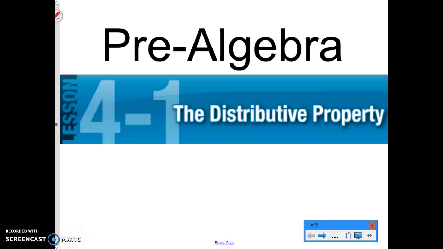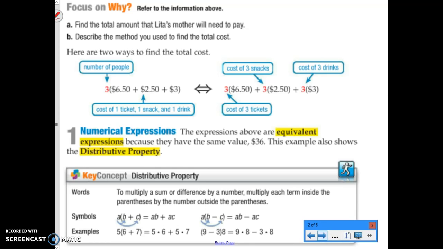Today we are talking about the distributive property. This is Chapter 1, Lesson 4. Okay, so here's where I want you to focus on this concept right here.